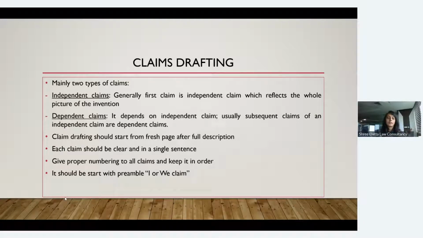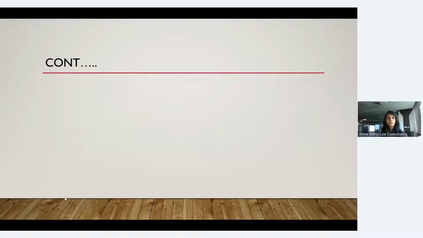If only one applicant is there, then I claim. If there is more than one applicant, then we claim. So always start with the phrase page. In the phrase page, you will first write down the I or we claim, and after that you have to draft the claims. If there are more than 10 claims, then you have to pay additional fees. This is just for your knowledge.